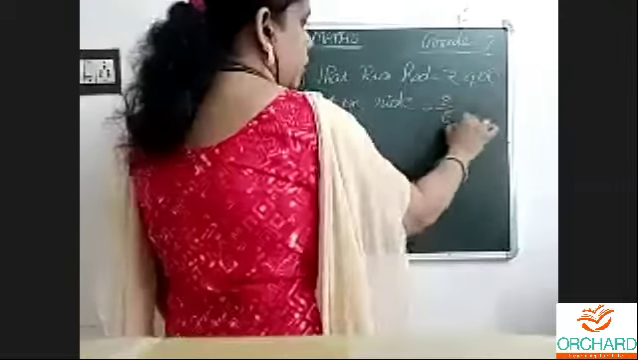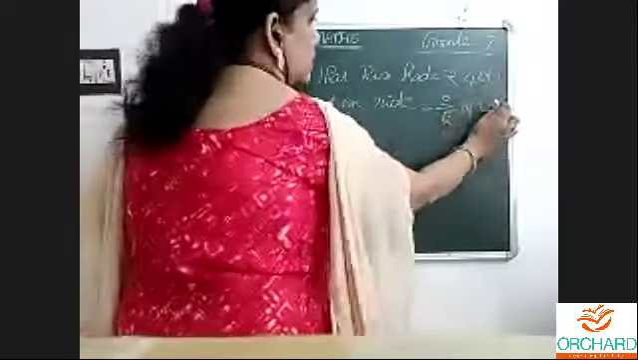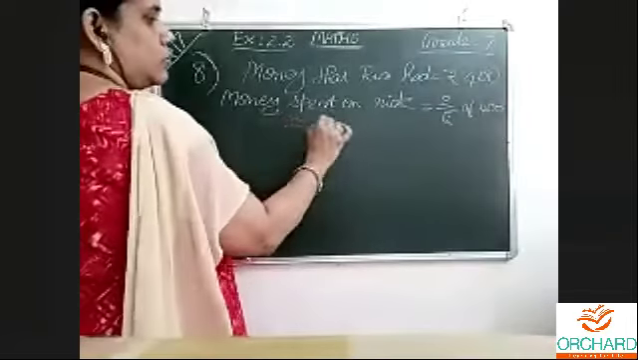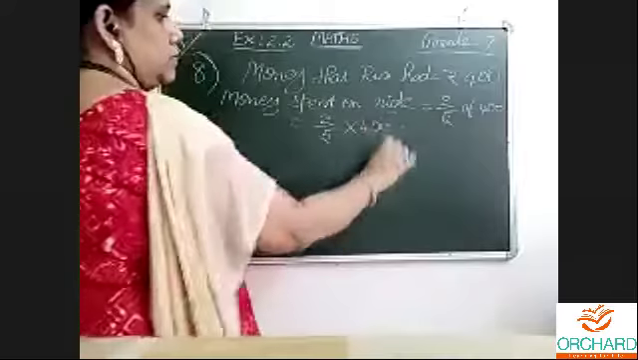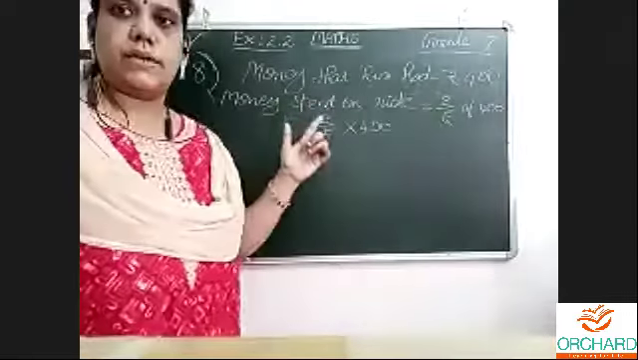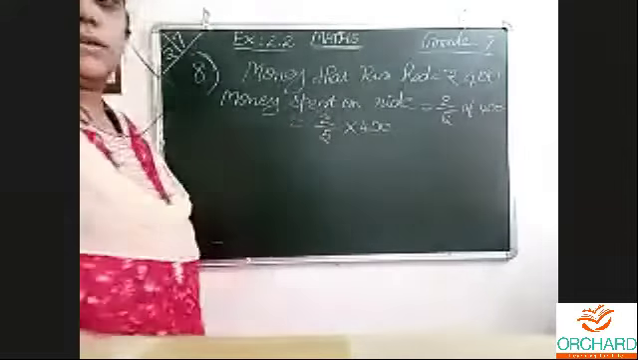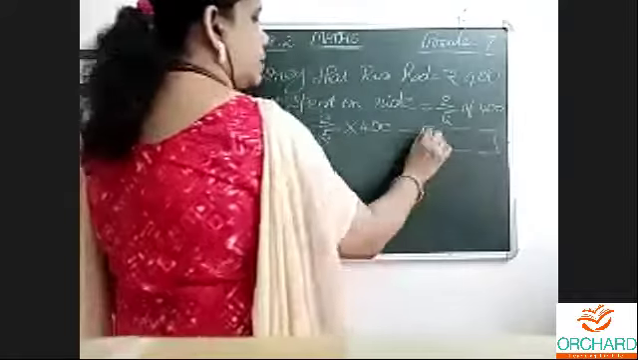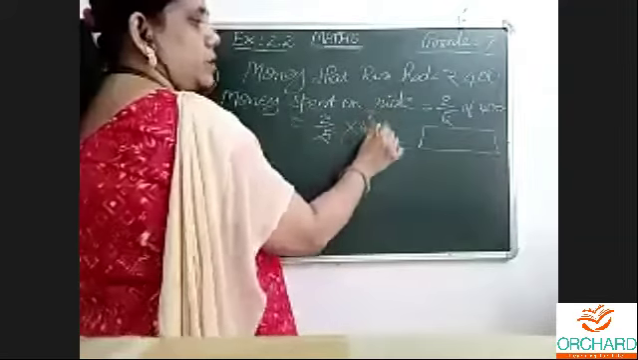2/5 of 400. So it is equal to 2/5 of the money 400. So money spent on ride: total money what was with her, she spent 2/5 of this money on ride. So let us find that and write here itself, so that I will get place to write the steps here. 1 5 is 5, 8 5s are 40.